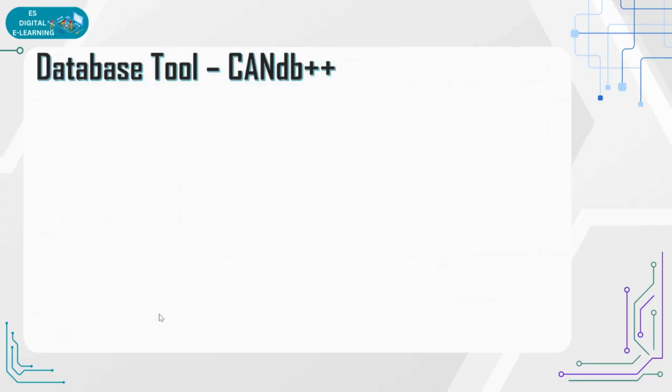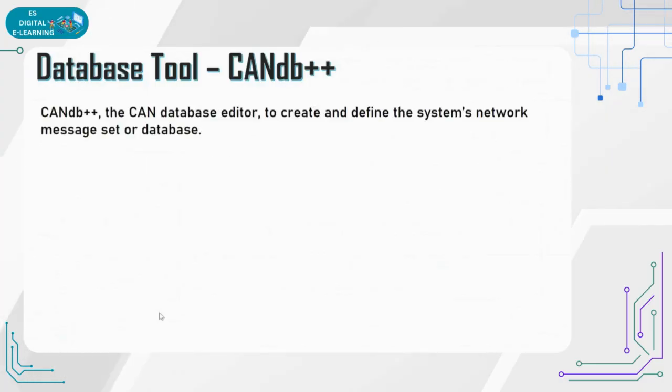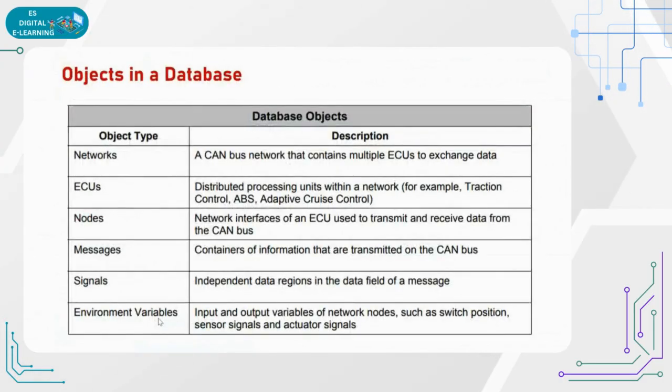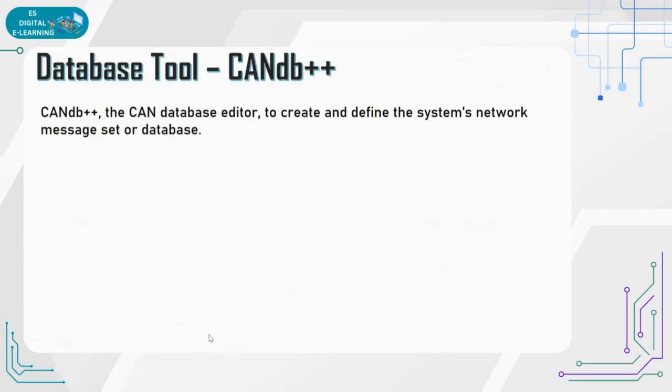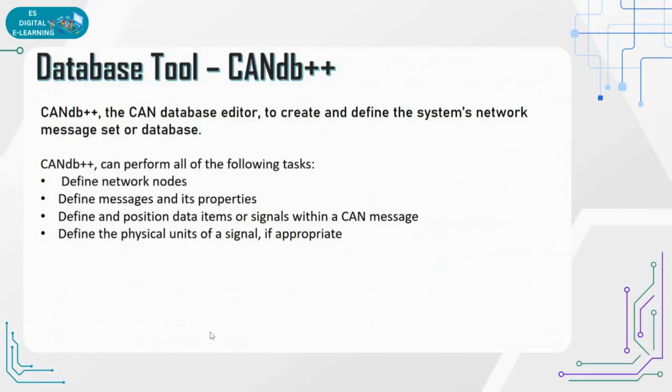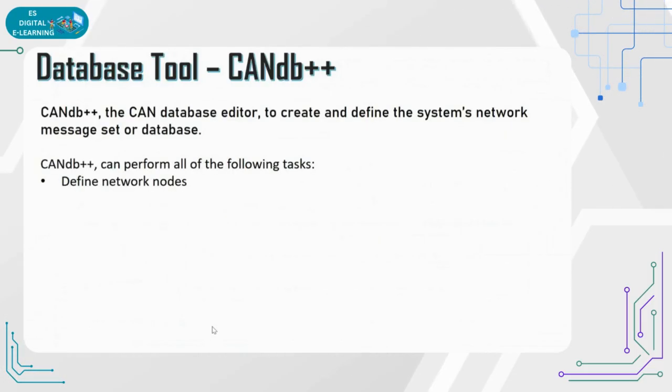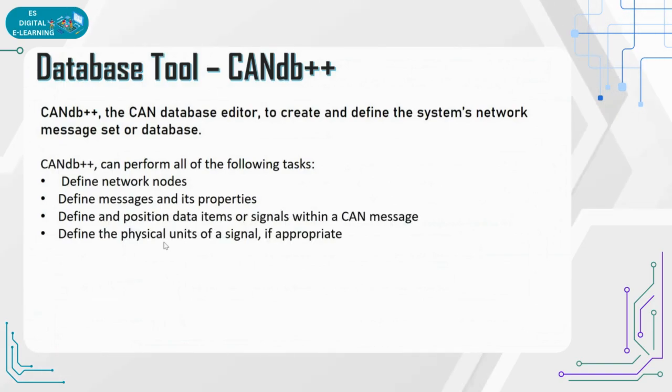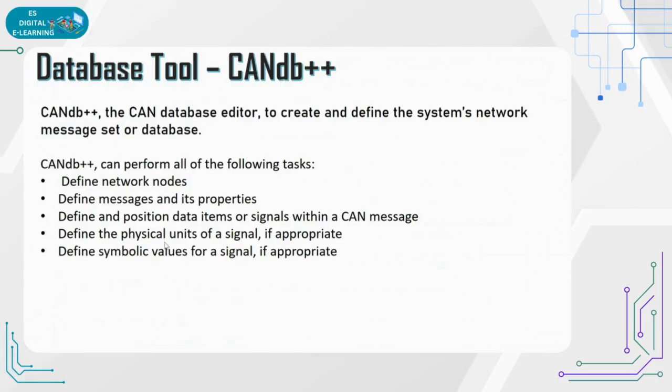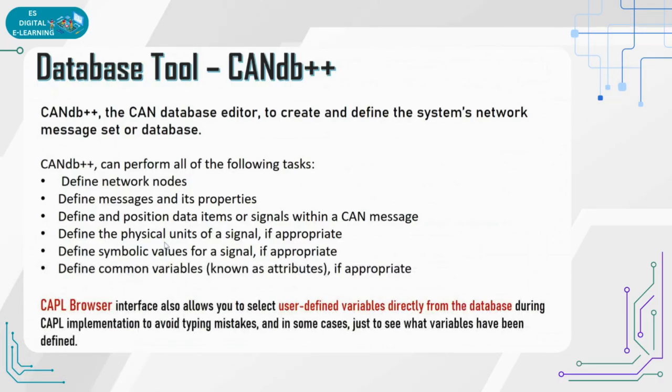In an interview they might ask what the input is, what an environment variable is, so you should be aware. Going forward, we can write down how you need to create the DBC file. We need to define the network, define the messages and their properties, define the signals of the CAN messages, define the units, and define the signal values. Those are the things to consider for writing the DBC file.